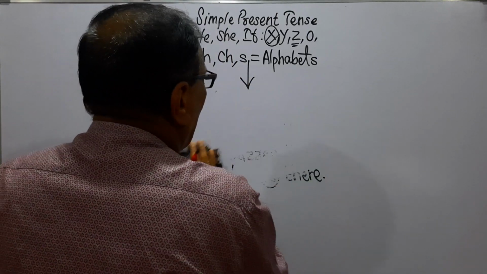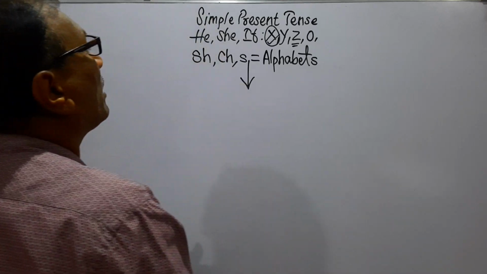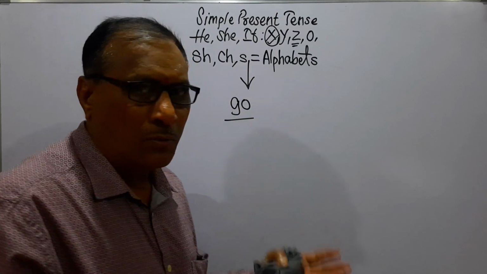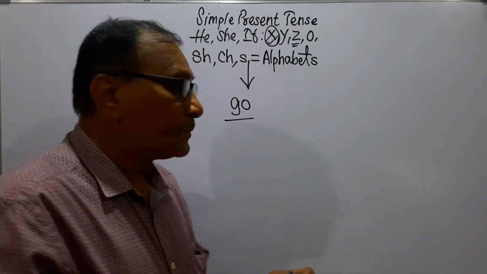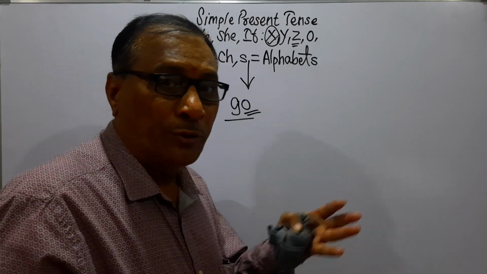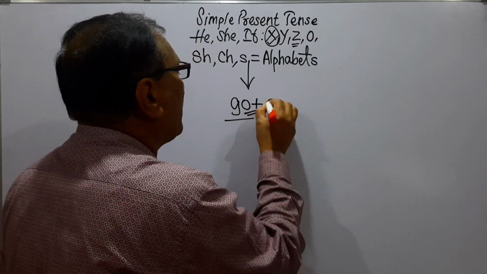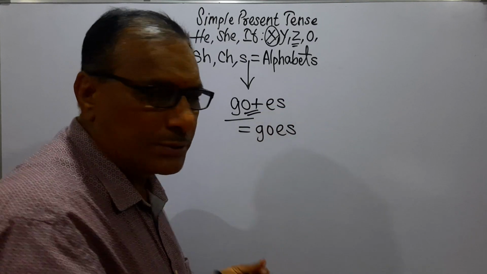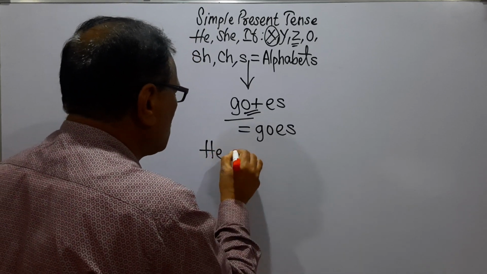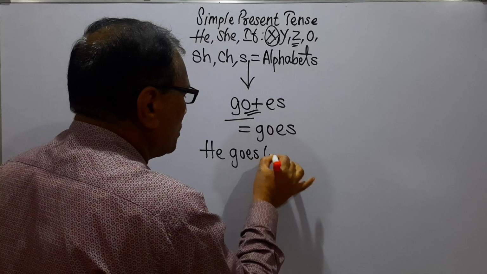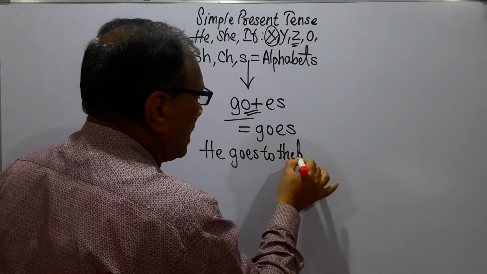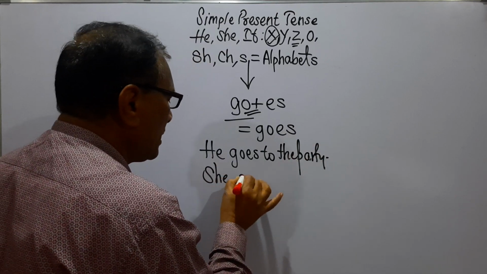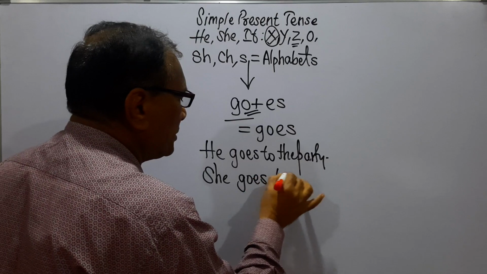So, remember here, I am telling you the new rule, and that new rule is that now, see, go. If the verb is go, or if there is the O at the end of the verb, then we add the ES suffix to the verb and it becomes the verb goes. So, he goes to the party. She goes to the party.